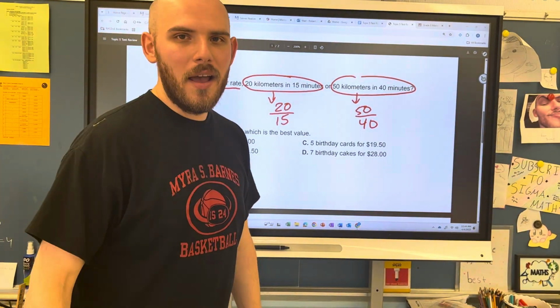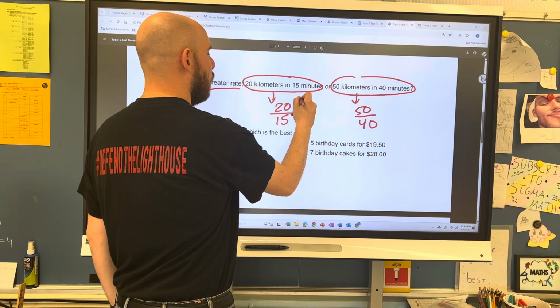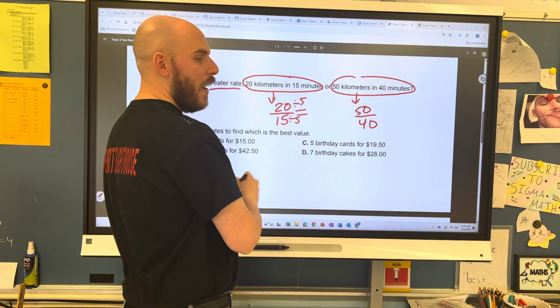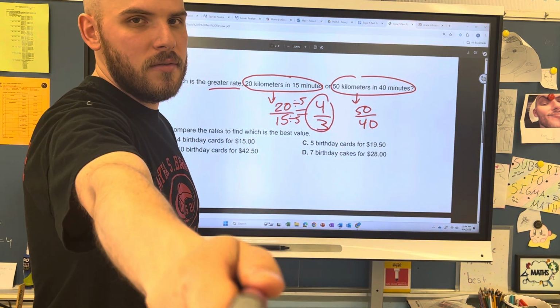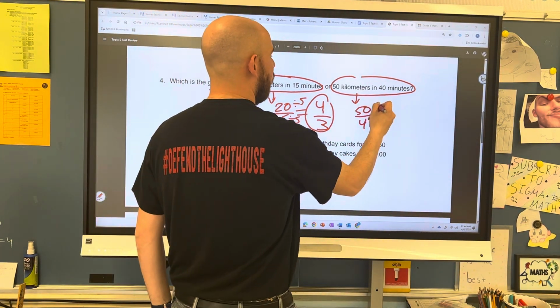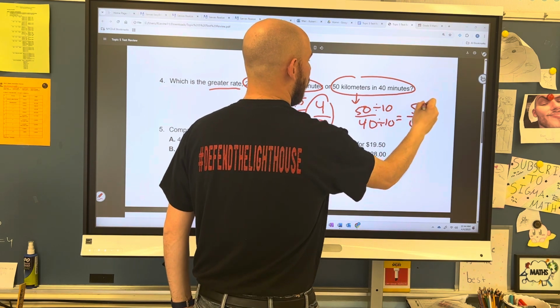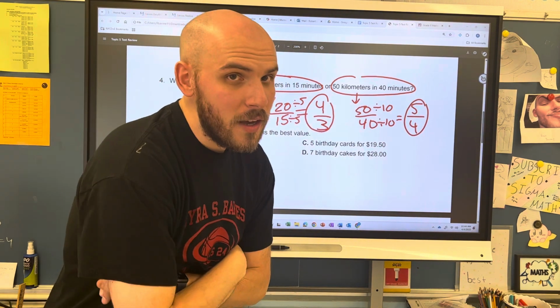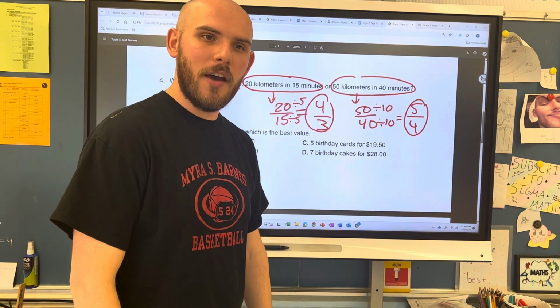So anyway, first I want to simplify these fractions. I could divide both of these by 5. So this fraction is going to turn into 4 over 3. Hold on to that thought. This one, I could divide them both by 10. So it's going to be 5 over 4. You following? Good. Now, which is a bigger fraction, 4 over 3 or 5 over 4?